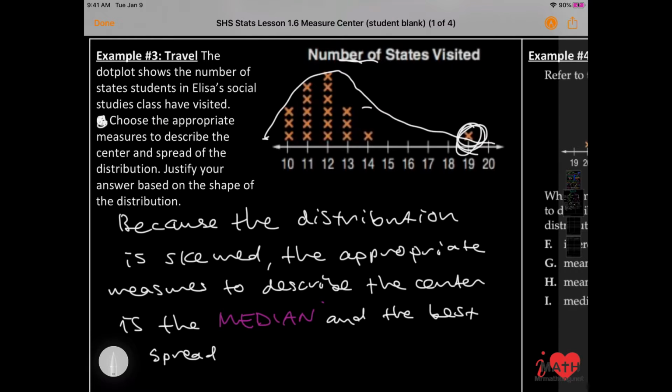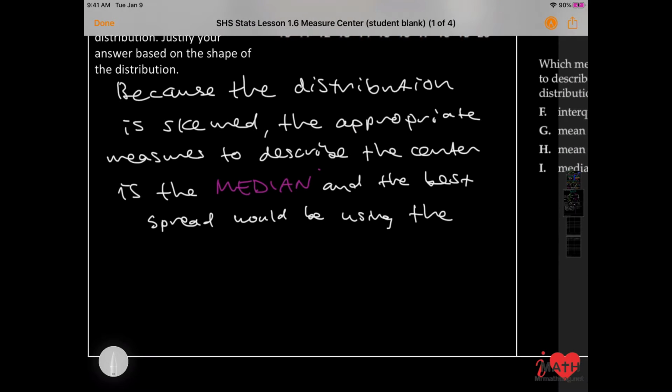Spread. The best measure would be using the, what do we say above? Interquartile range, IQR, or the 5-number summary, which again, you don't really know, but I'm just putting it out there early, okay?